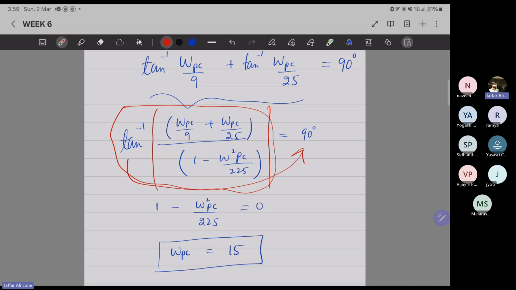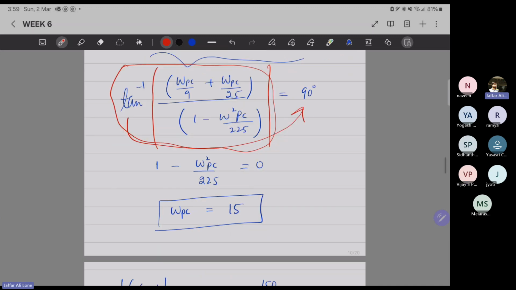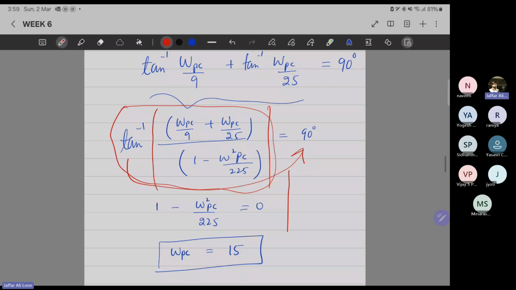Tan 90 is infinity. Then when you solve it, I'll solve it here only.